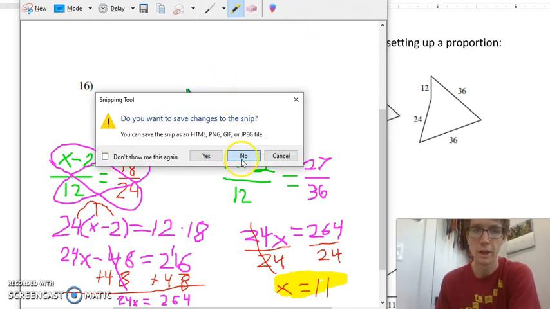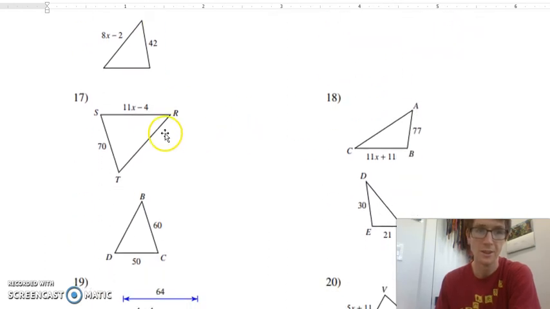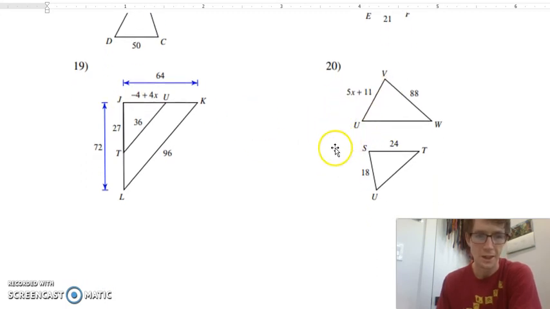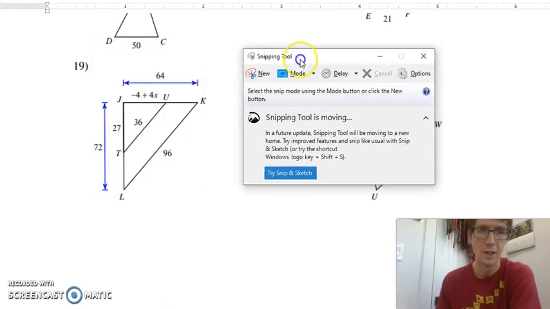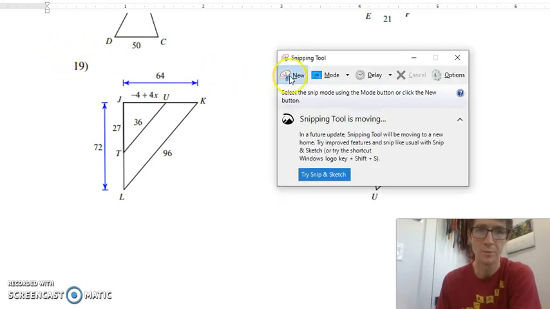So I just did 16. I want you guys to do 15, 17, 18, 19, and 20. And real quick, I'm just going to show you something for 19. I'm not going to solve the whole thing, but just because it looks a little bit different. We'll get more into this later.